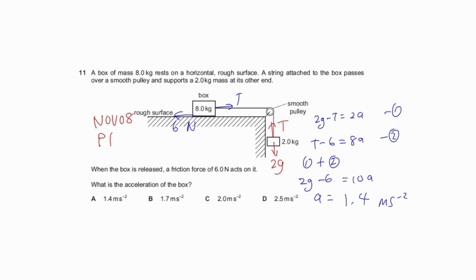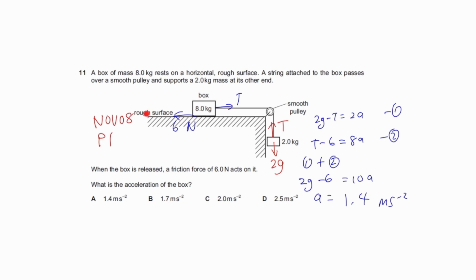It is always constant if they use a smooth or frictionless pulley. If there's friction in the pulley, then the tension on both sides will not be the same. But fortunately, for A levels, it's usually a smooth pulley. So therefore, the 2 kg mass feels the tension here, and the 8 kg mass feels the tension here.